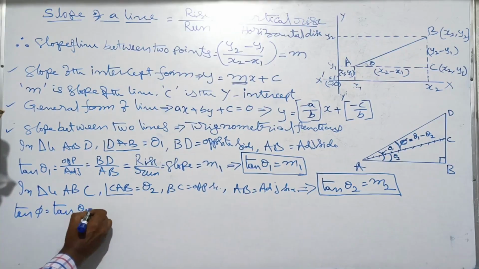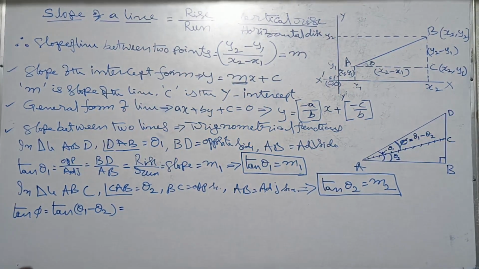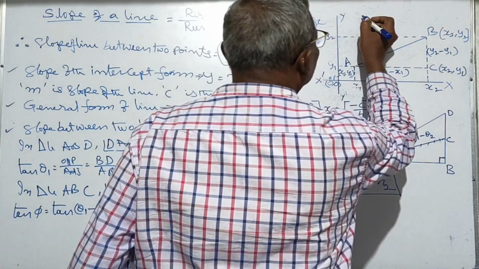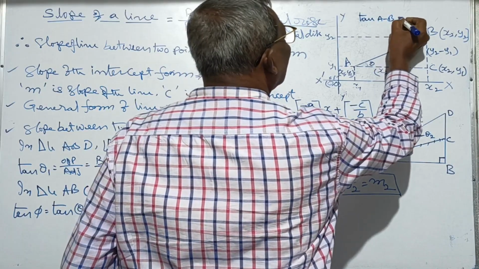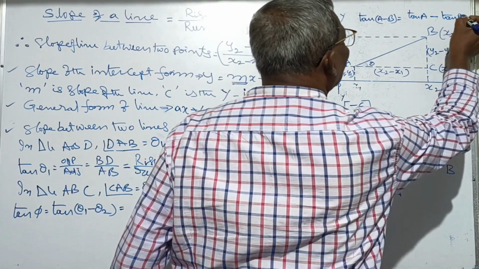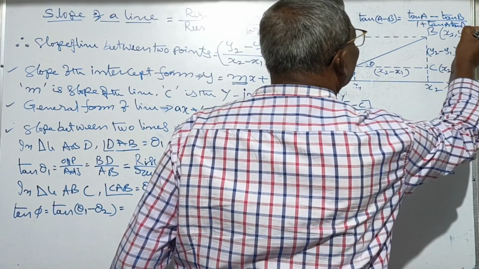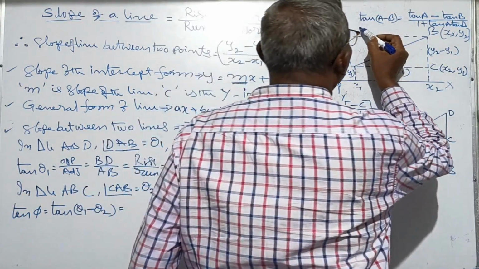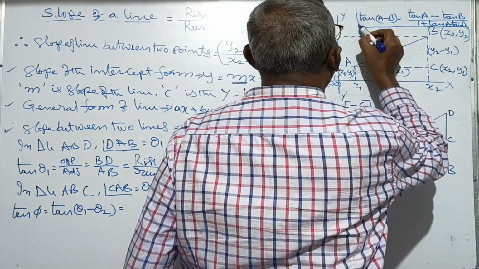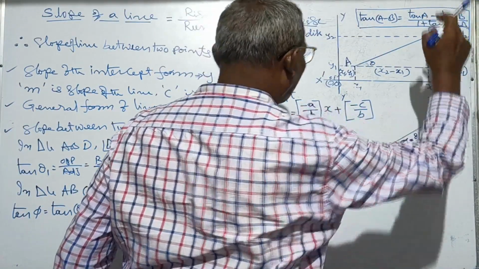This is the tan A minus B form. We know very well that tan A minus B is equal to tan A minus tan B by 1 plus tan A tan B. This is the formula.